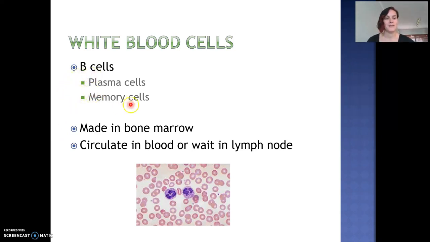So we have plasma cells and we have memory cells, very different roles, but both considered B cells. These ones actually circulate in your blood, or they are waiting in your lymph nodes.